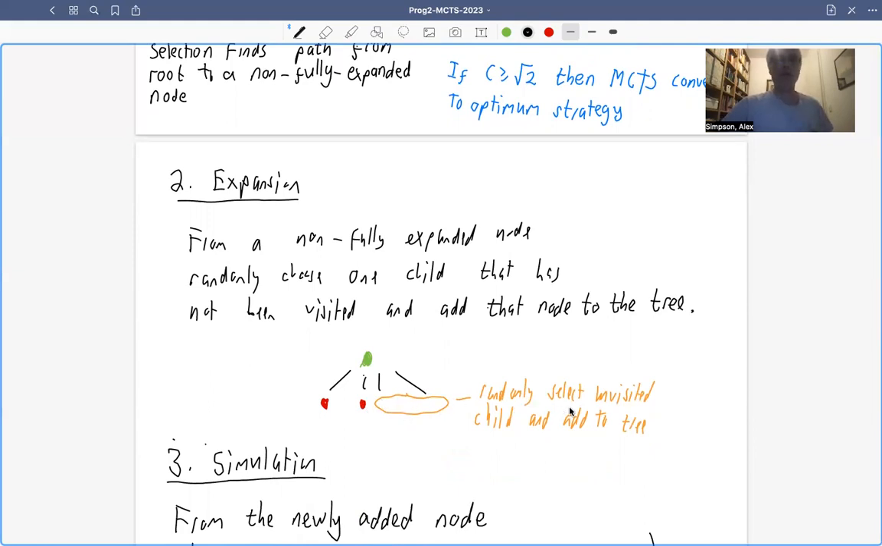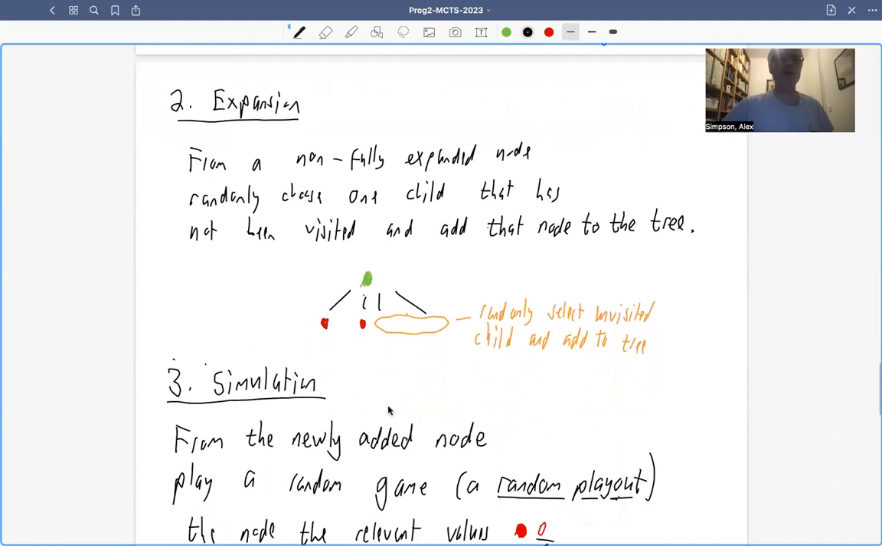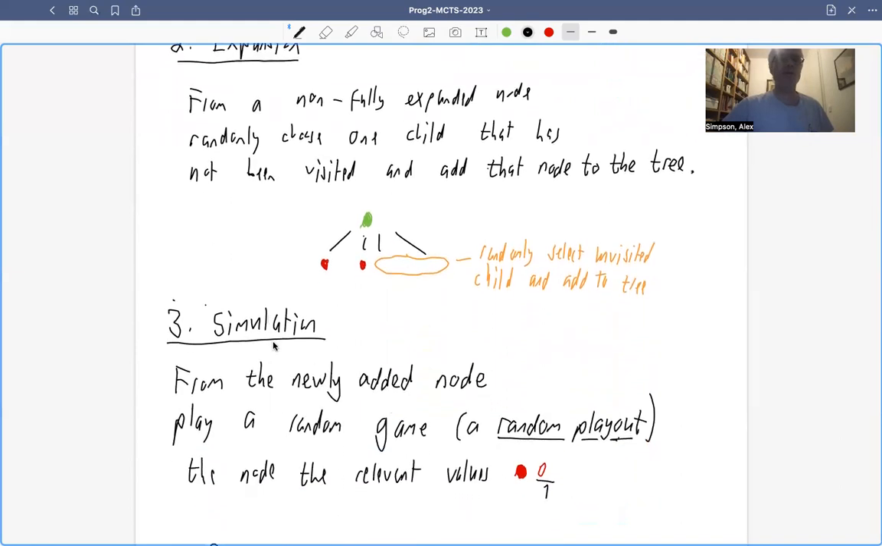So we randomly choose one of the unvisited nodes and add that to the tree. Once we've added a new node to the tree, from the newly added node we do the simulation phase, which is we play this random game. So a random move for the current player, then a random move for the other player, for just a sequence of random moves until the game's finished. This is called a random playout because you're playing out the game to its conclusion.